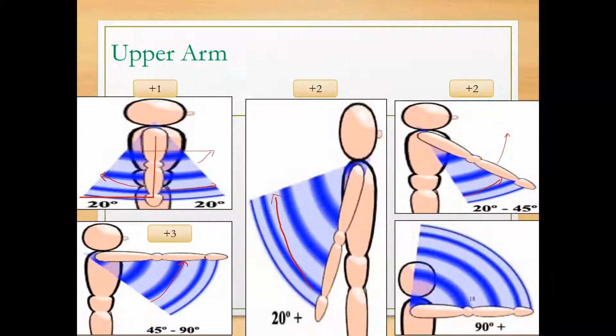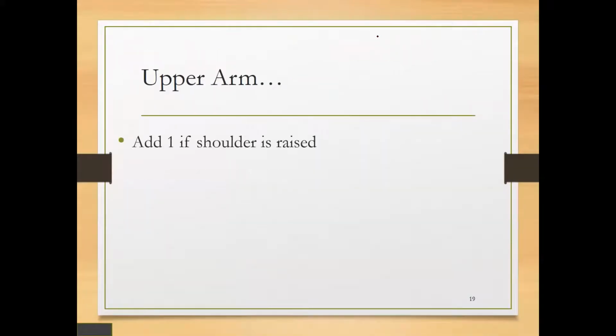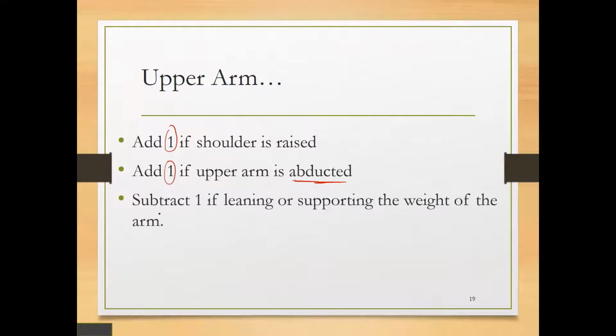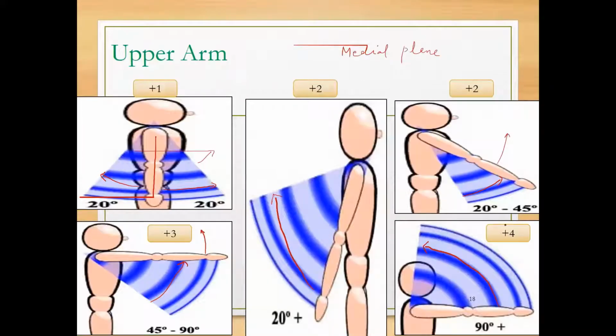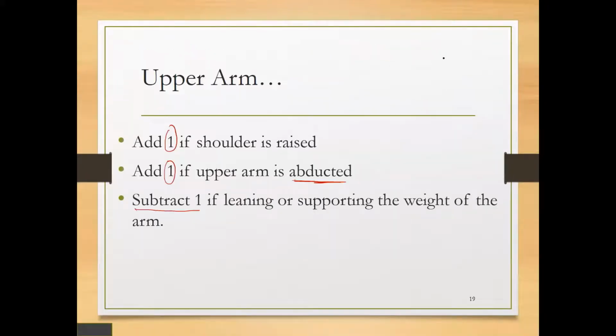And if it is beyond this angle of 90 degrees plus, the score will be 4. So you can see that all these movements are taking place in which plane? These movements are taking place in the medial plane. So we are talking about the medial plane at this moment. Apart from any of these four, in fact five possibilities, if the shoulder is raised as well, we will add one to the score. And if the upper arm is abducted as well, that is, the upper arm is moving away from the body, we will add one. And we will subtract one if the person is leaning or supporting the weight of the arm. The maximum score that we can have for the upper arm is four from here. Maximum can be 4 plus 2 from here. So the maximum score for the upper arm can be 6.